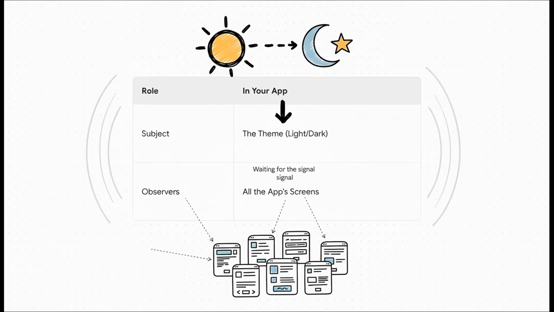And this makes it super clear, right? In our dark mode example, the subject is just the theme setting, light or dark. That's it. And the observers? Well, that's every single screen in the app. They're all just listening, waiting for that one signal to change. It's simple, but so powerful.